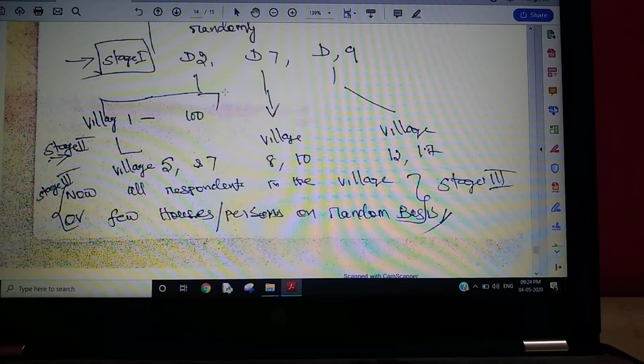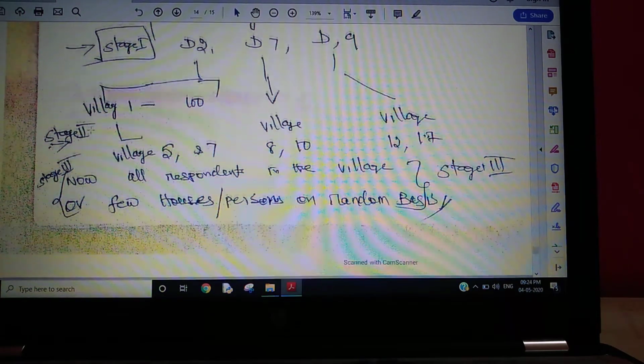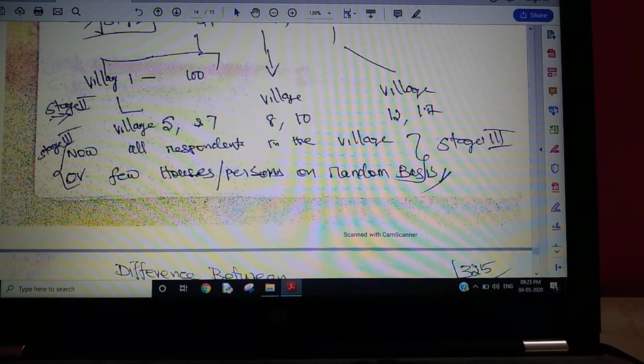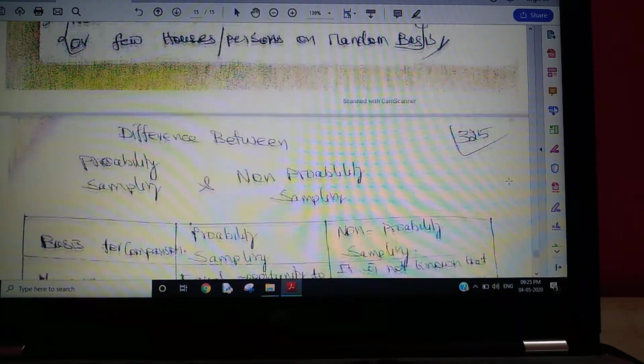100 plus villages. Out of the 100 plus villages, we may select only 30 or 50 villages, stage 2. From those 30 or 50 villages, we may select all households, or we may randomly select a few houses or a few persons on a random basis. This is stage 3. Okay.